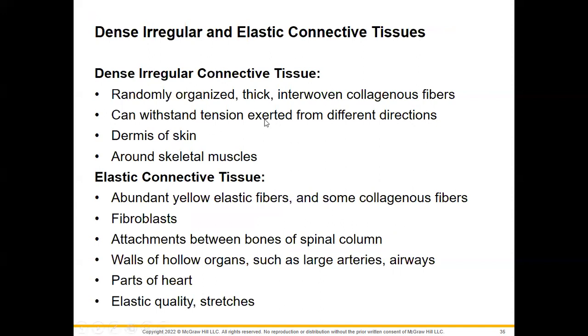So now let's look at dense irregular and elastic connective tissue. Dense irregular. So you still have lots and lots of fibers that are closely packed together in a small space, but they're not going to be organized in the same way. They're not going to have that neat organization. So this one says that it's randomly organized. That's that irregular part. It's still thick. Remember, it's dense, and it's collagenous fibers. So it's still the same type of fibers.